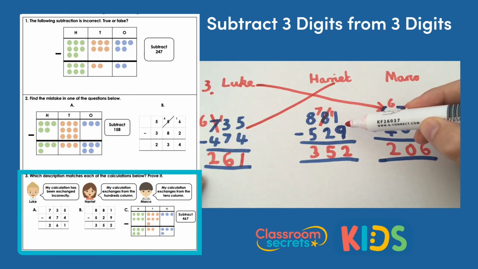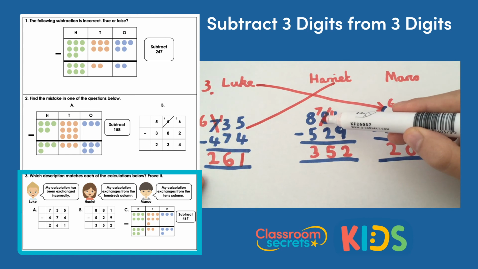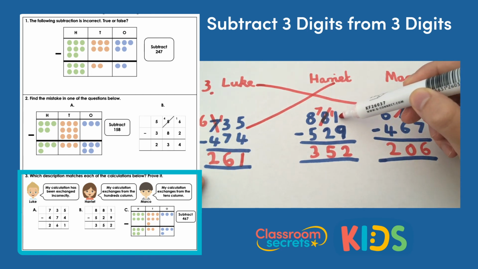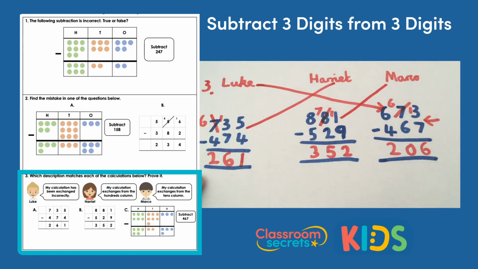Marco says, my calculation exchanges from the tens column, and there it is. There's the exchange in the tens column, which moves over into those ones. So B matches to Marco.